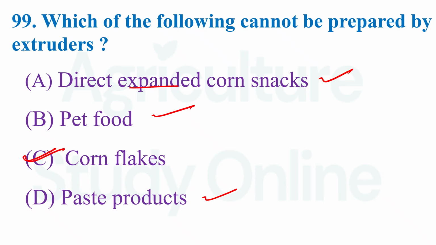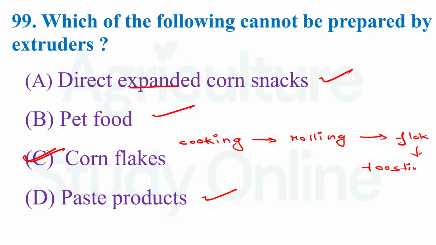So, cornflakes, how are they basically formed? First, cooking process, then rolling, flaking, and then toasting. So this is the correct process for cornflakes. So this is a flake forming process, not an extrusion process. So for extruder, we'll get shapes, puff, pellets, nibbles. But for flakes, we'll need rollers, not the extruders.